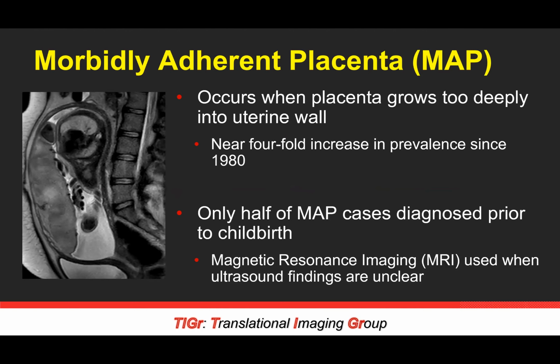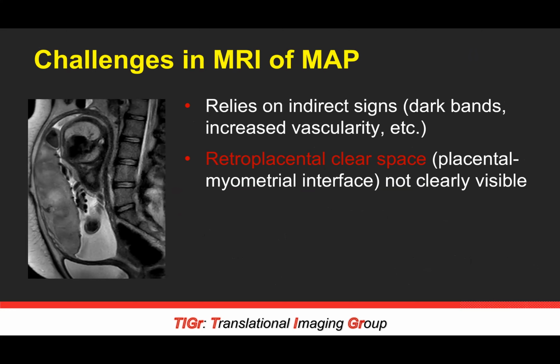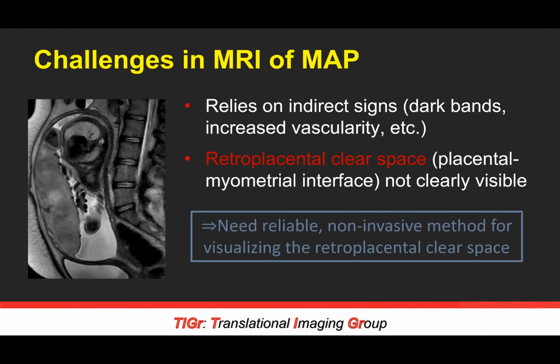However, this is still undesirable, as MRI of MAP essentially relies on indirect signs: dark bands in the placenta, increased vascularity, or particularly the positioning of the fetus in utero. This mostly stems from the fact that the retroplacental clear space, which is a junctional zone between the placenta and the myometrial wall, is not clearly visible in conventional MRI and nowhere near visible in conventional ultrasound. We need a reliable, non-invasive method for being able to visualize this clear space so we can determine if invasion is happening as the placenta crosses this zone into the wall.